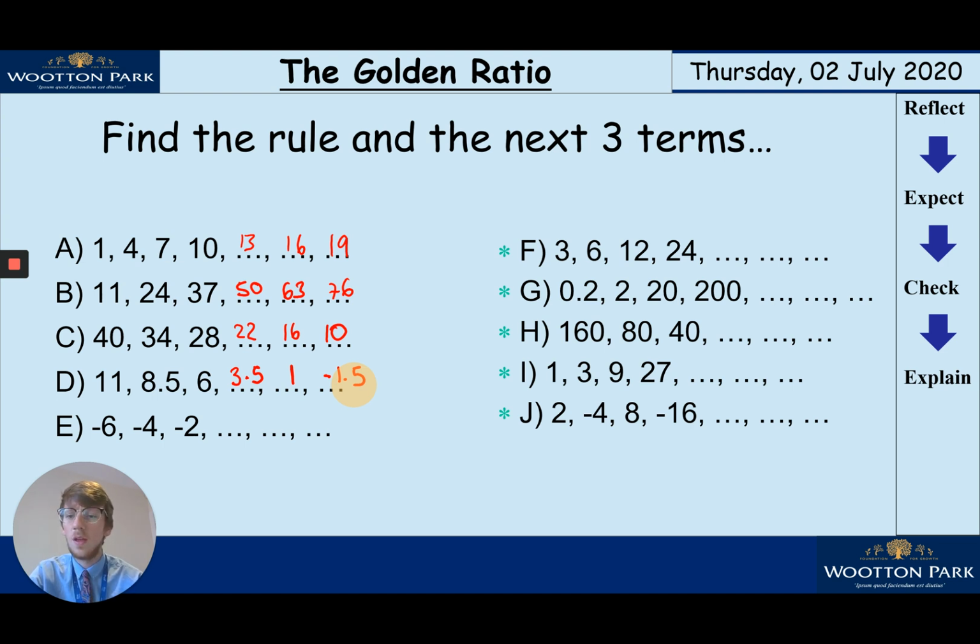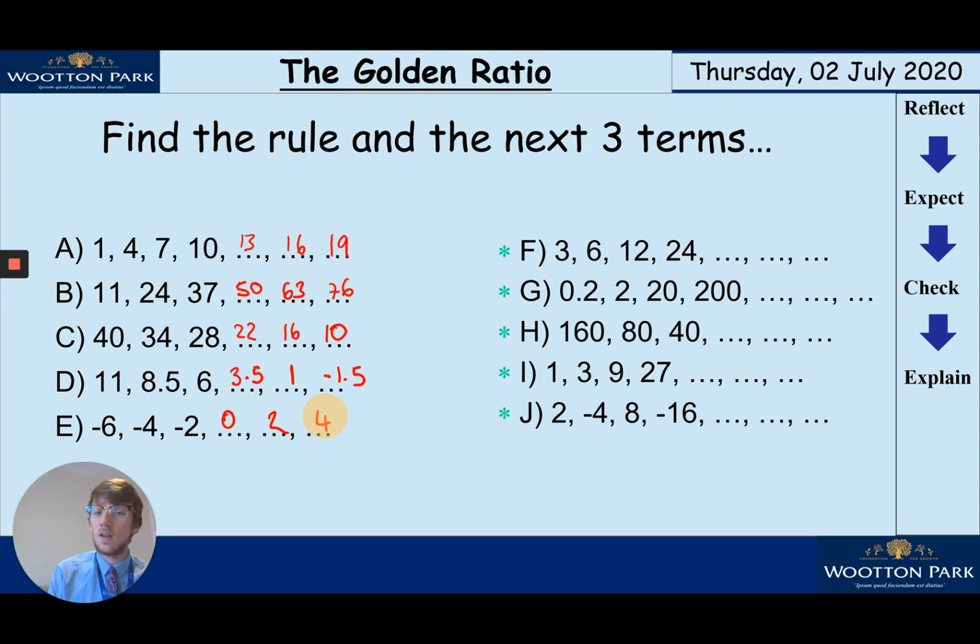That's a tricky one. The next one is minus 6, minus 4, minus 2. This time, starting in the negative numbers, they're going up by 2 each time. So after minus 2, adding 2 goes 0, 2, 4. Well done if you got that and you got the negative number bits right.